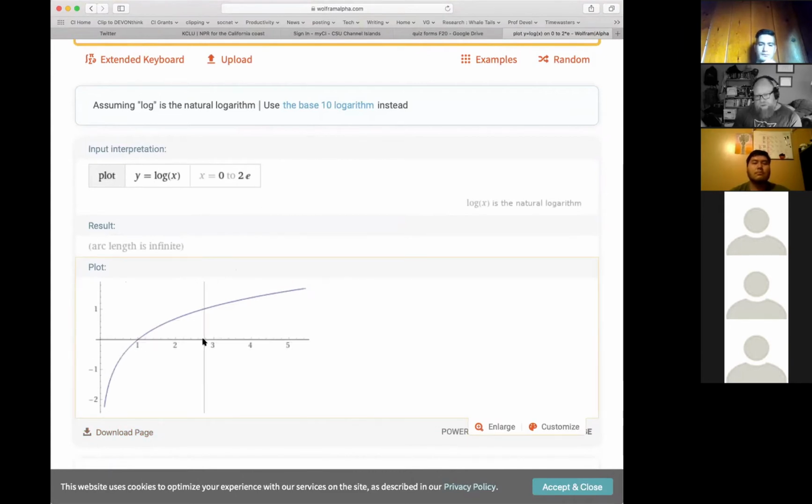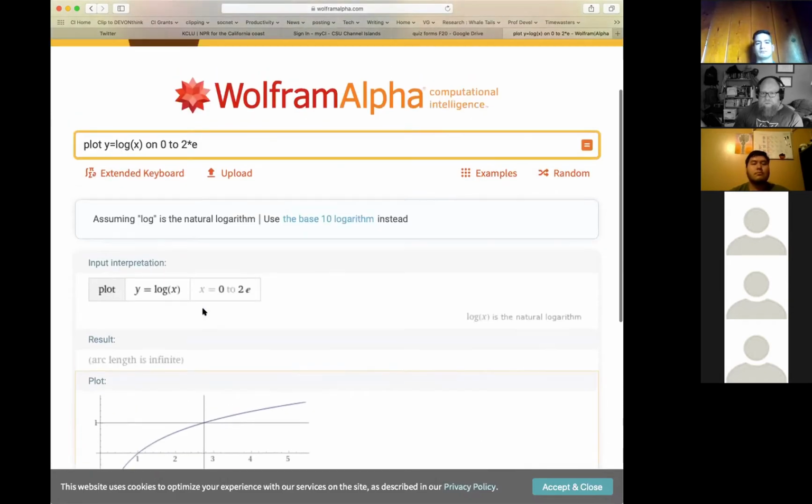E is about 2.7, so it's right around here. Or we could look here at 1. So we're looking right about there. Okay, that's the point we're interested in. And the function looks nice and smooth there. So let's say we want to plot it from e minus 0.25 to e plus 0.25.